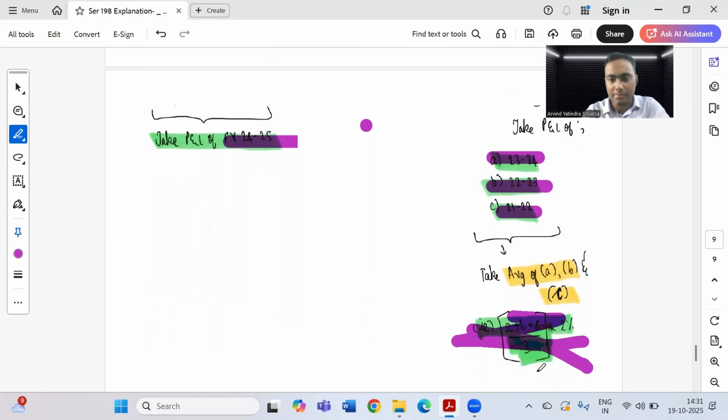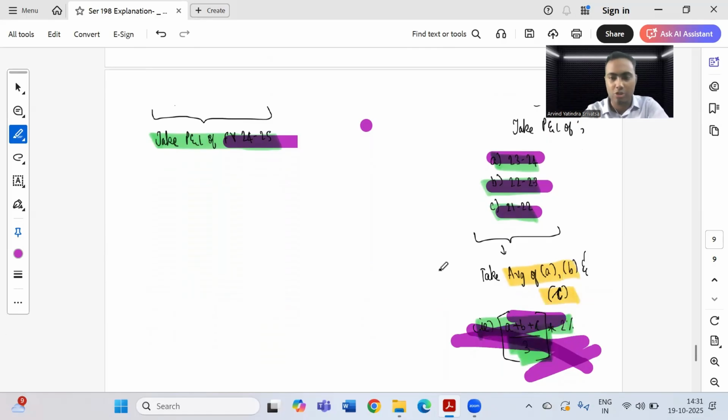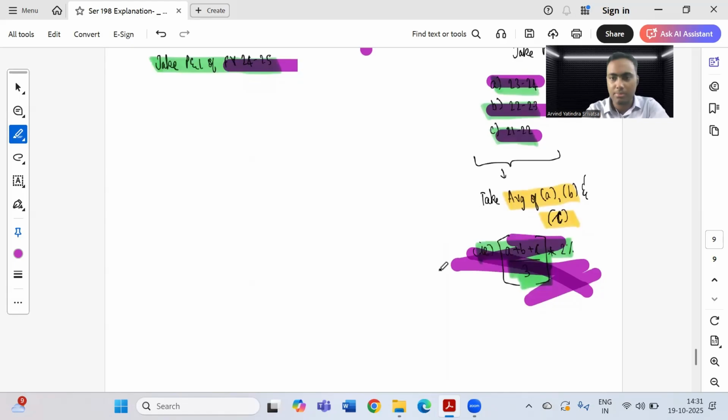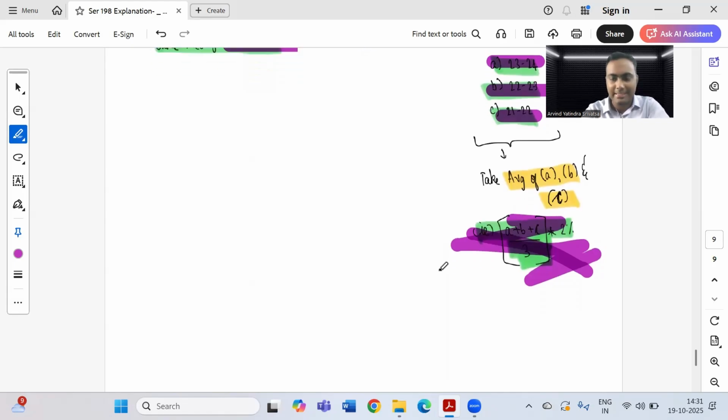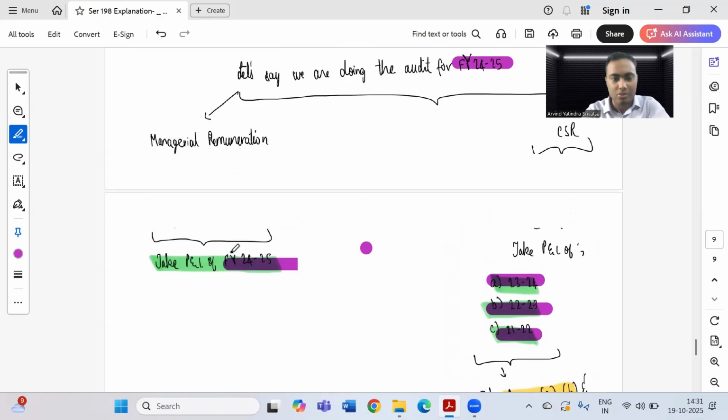I hope that is clear. You will be multiplying that with 2% because that is what is set out in section 135. I hope that is very clear, guys. So that is what you will be doing to arrive at your net profit. So basically, if I have to give you in simple terms, whatever computation you are doing for managerial remuneration in financial year 24-25, that will form part of CSR computation in financial year 25-26. Because when you go to financial year 25-26, you will take 24-25, 23-24, and 22-23 for CSR, right?